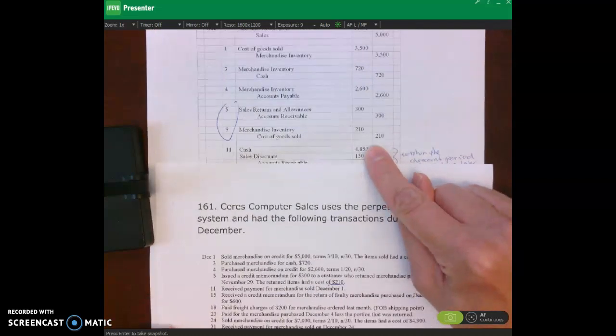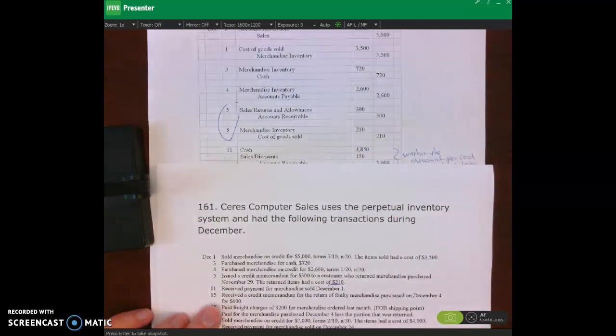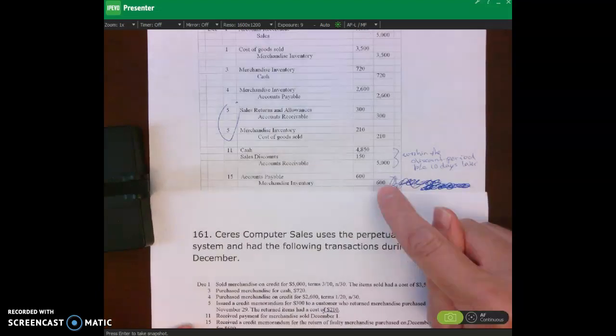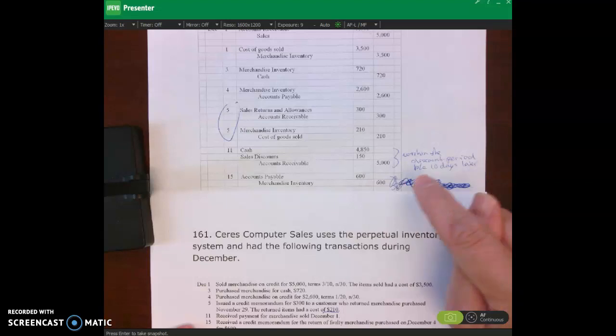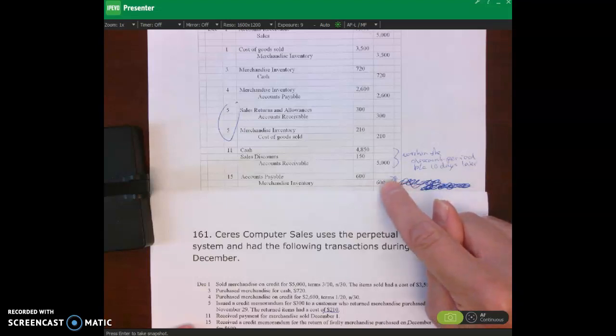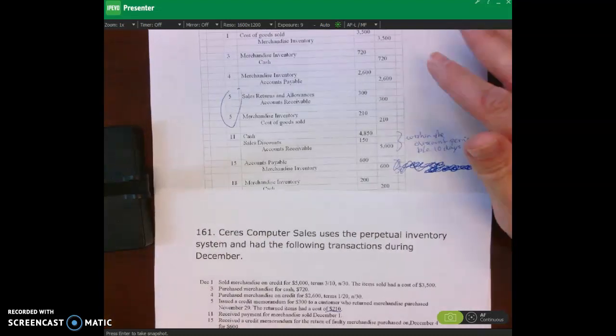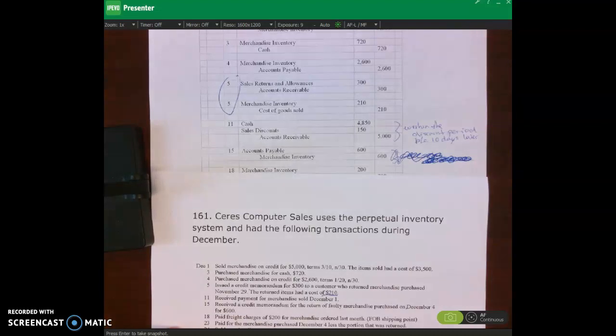Okay, so on the 15th, we received the credit memorandum for the return of faulty merchandise purchased. So this is a purchase return allowance. Okay, so what that means, we are going to come over here and we're going to debit our accounts payable and we're going to credit our merchandise inventory.